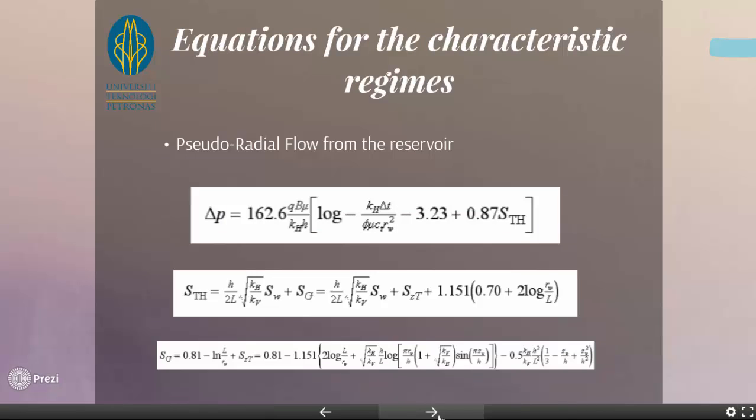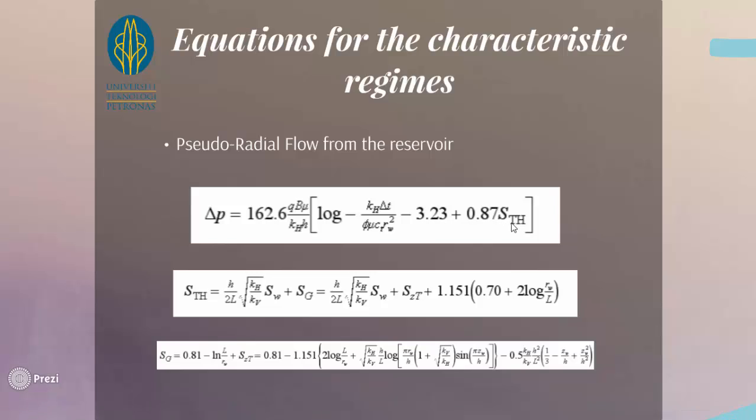Using the well half length L as the reference for the semi-log analysis of the horizontal radial flow, Kuchuk defines delta P as equal to 162.6 times qBμ over kh times h, times log of kh delta T over μ, porosity, total compressibility, times radius of the wellbore squared, minus 3.23 plus 0.87 Sth, where Sth is the total skin factor combined with the wellbore mechanical skin factor Sw and the geometrical skin Sg.